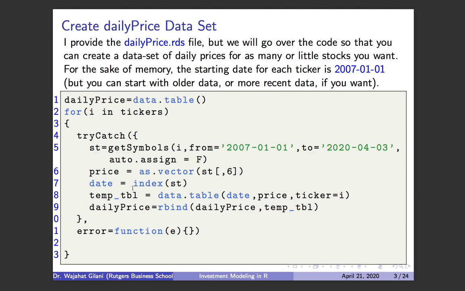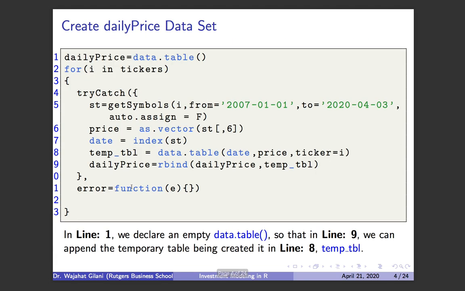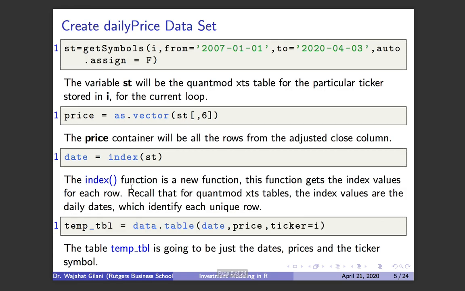Now here in line 7, I'm doing something completely new you've never seen before. In line 7, I have this function called index. What does index do? Index is a function that basically, as it says, gets the index values from the tables. What are the index values of an XTS table?